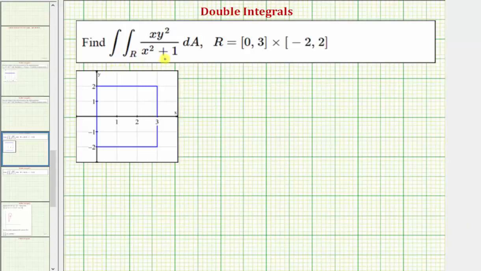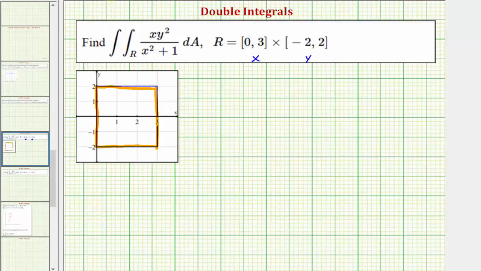We want to evaluate the given double integral over the region defined by R. Notice how we have two closed intervals here. The first closed interval is for x, and the second closed interval is for y, and therefore we have a rectangular region of integration shown here in the xy plane. Notice how this rectangle is defined by x from 0 to 3 and y from -2 to 2.